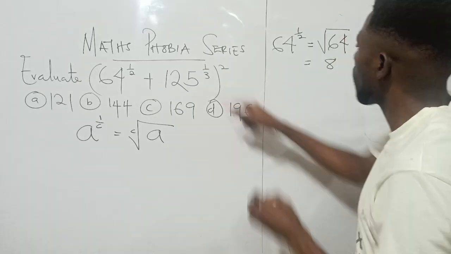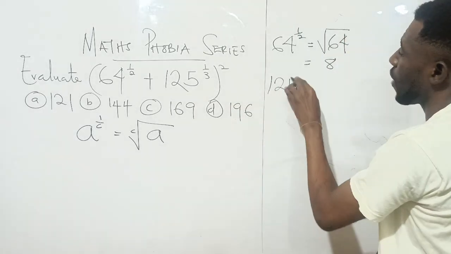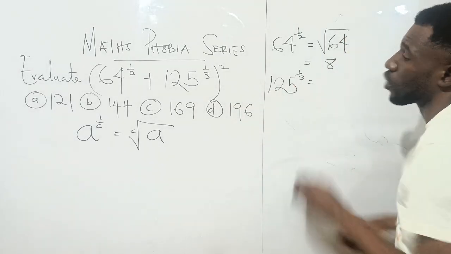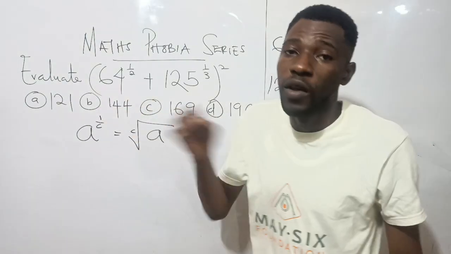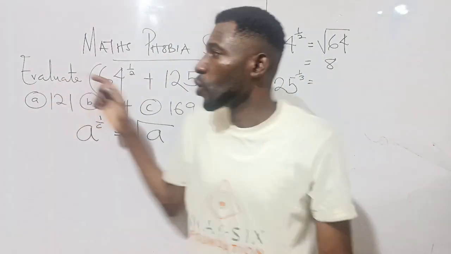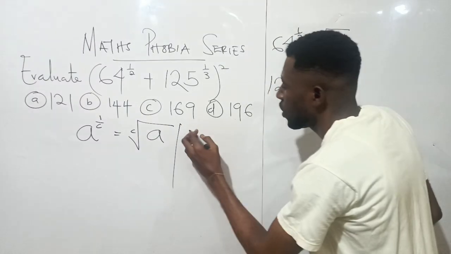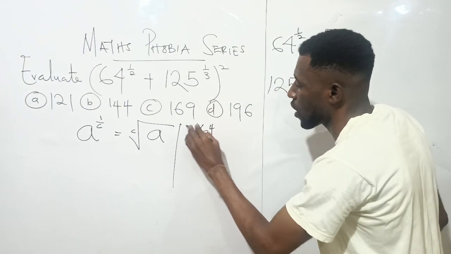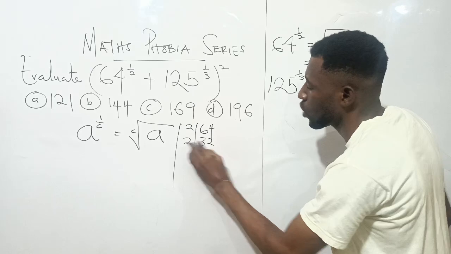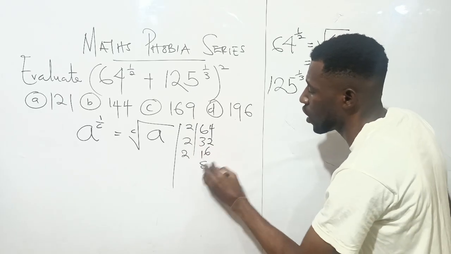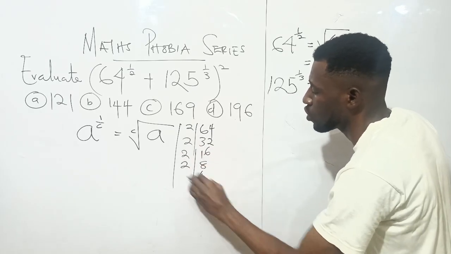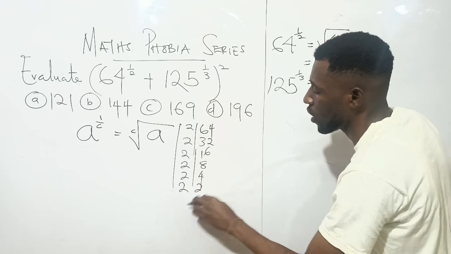125 raised to the power of 1 over 3. Now, another way you can find that square root, if you are confused on what to do, let's say you don't know square roots that much, you can find the LCM of 64. You can do it this way. 64, 2 can go, that is 32. 2 can go 16. 2 can go 8. 2 can go 4. 2 can go 2. 2 can go, we have 1.